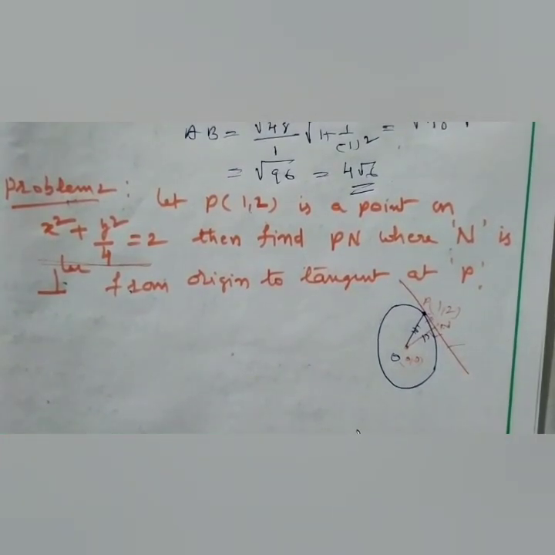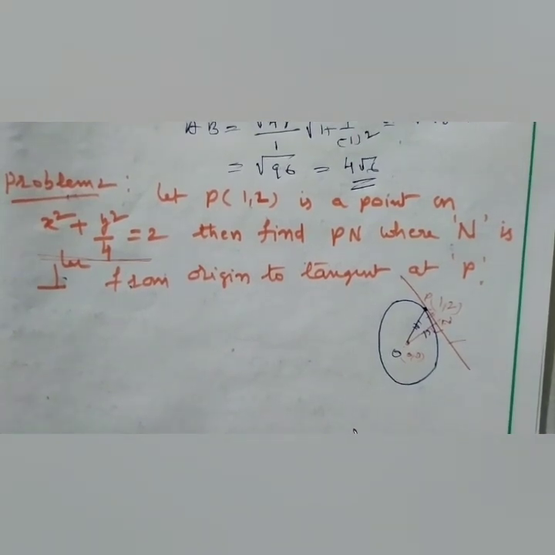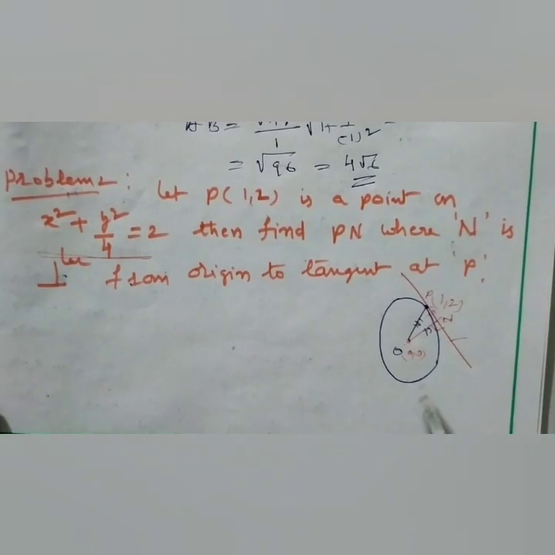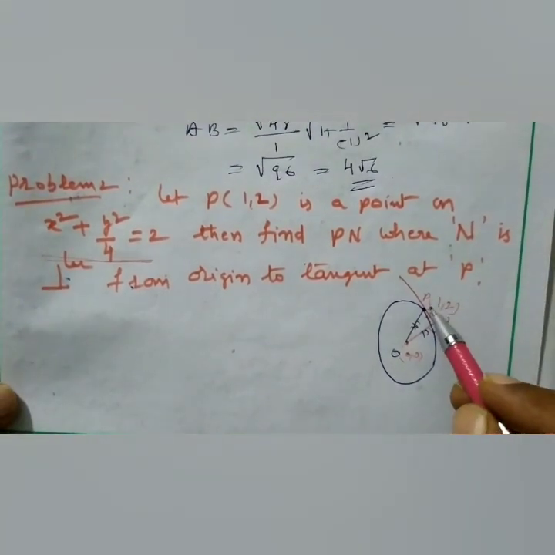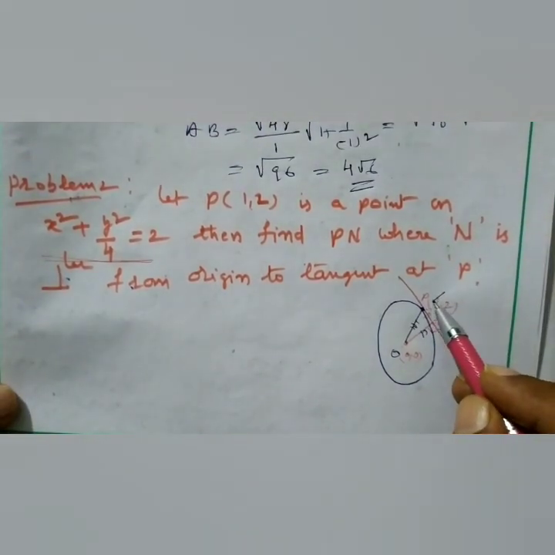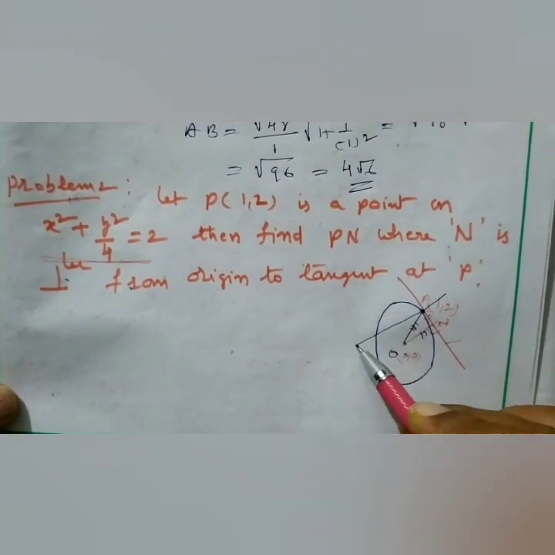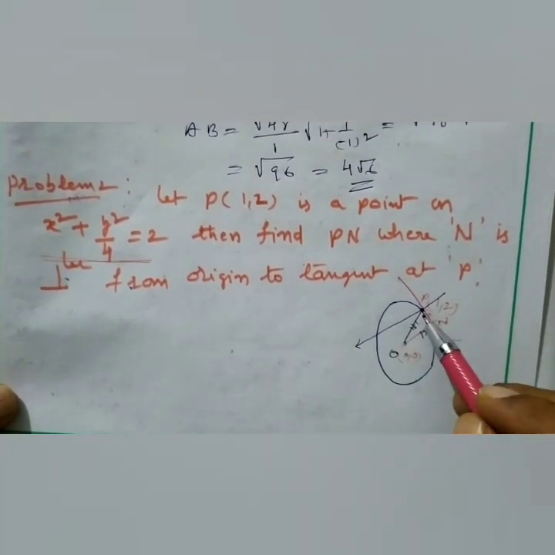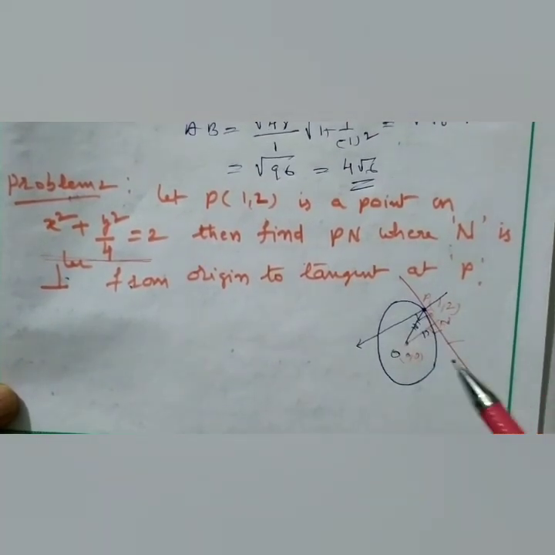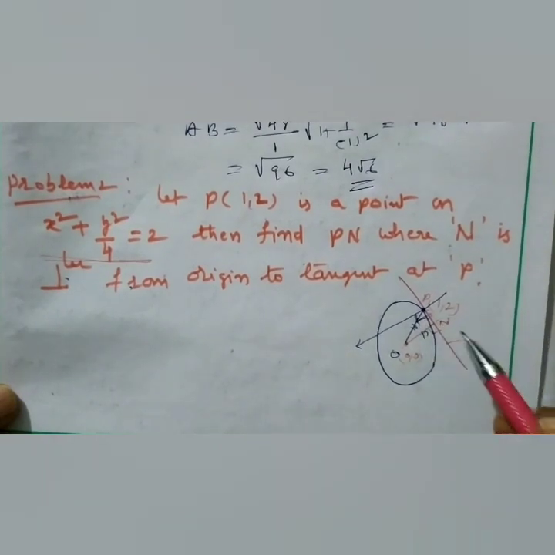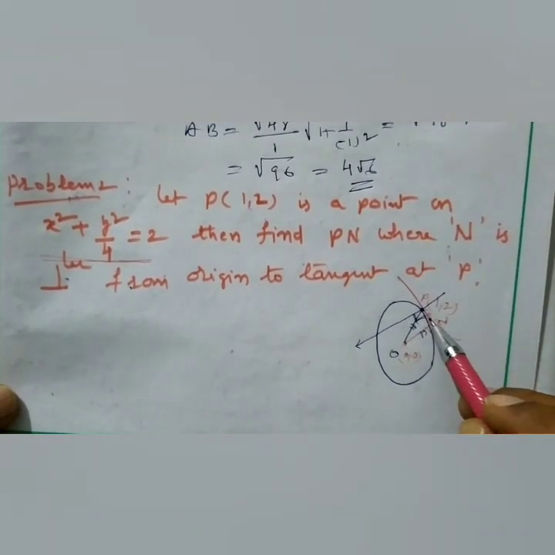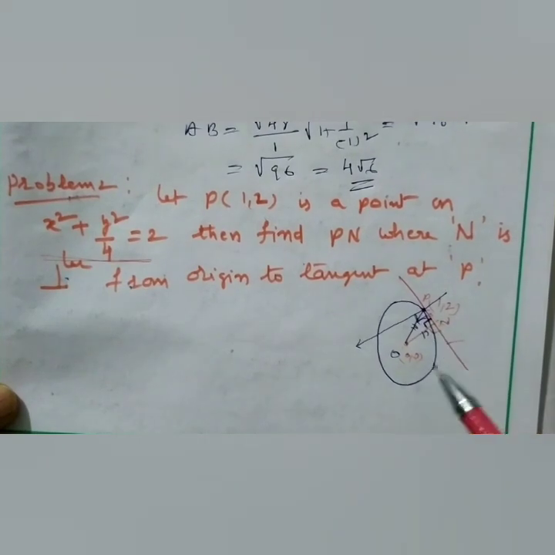But here we do not follow this process. There is another shortcut trick here. If you draw a perpendicular, a normal to this tangent at point P, it is a normal at P. Normal is drawn at P, so that it is a right angle. Here as ON is perpendicular, it is also a right angle.